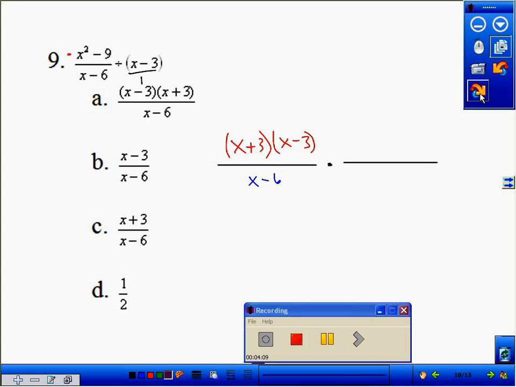Over x minus 6 times, now we change to multiplication, and we flip this from being x minus 3 over 1 to 1 over x minus 3. We then cancel x minus 3 with x minus 3, and we get our answer, which is x plus 3 over x minus 6.